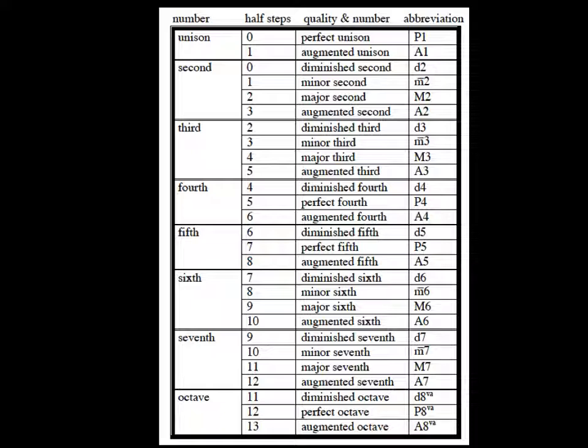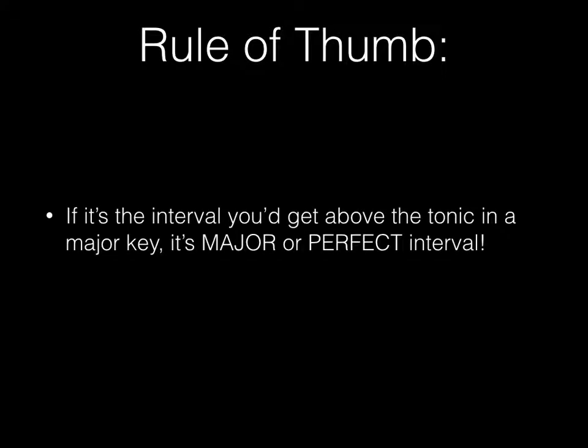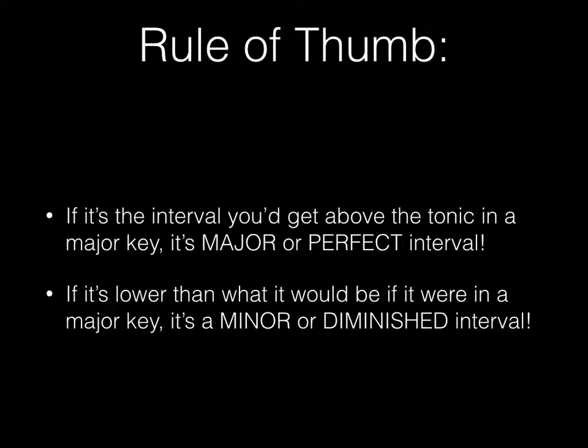But how do you know the quality? Well, you can always count half steps and then memorize this large chart that's in the reading. But let me give you a rule of thumb. If it's the interval that you'd get above the tonic in a major key, it's major or perfect. If it's lower than what you would be if it were in a major key, then it's a minor or a diminished interval.